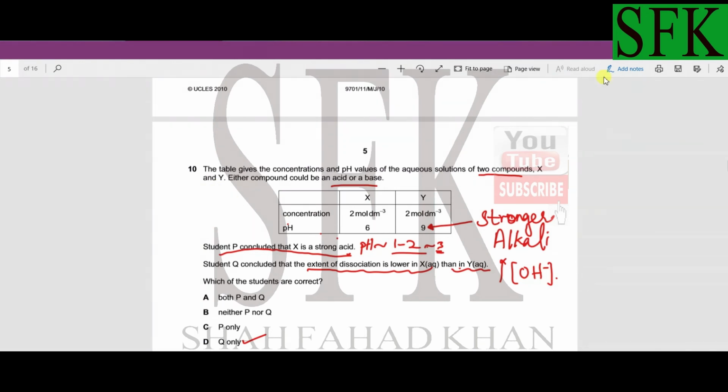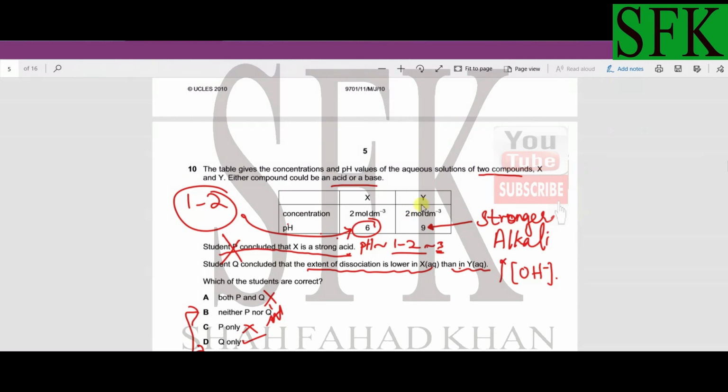pH around 6 is the pH for weak acids but not for strong acids. For strong acids, the pH must be as low as possible. 1 to 2 is the general range for strong acids. So student P is wrong. So A cannot be the option and C cannot be the option. Now we have a tie between B and D.